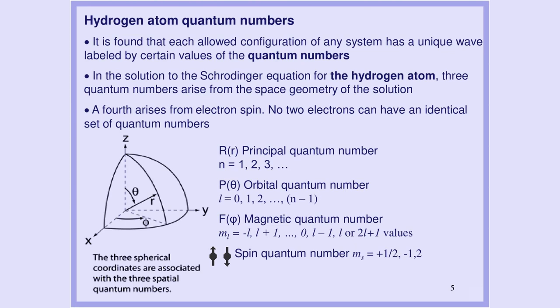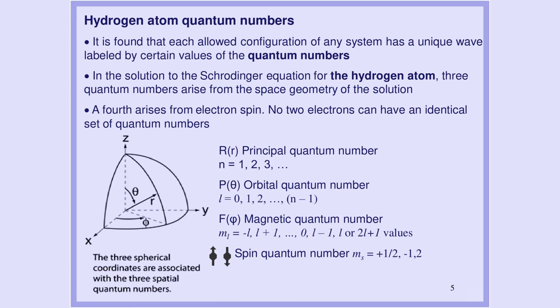The hydrogen atom is the atom to discuss in the context of the Schrödinger equation. It is found that each allowed configuration of any system has a unique wave function labeled by certain values of the quantum numbers. In the solution of the Schrödinger equation for the hydrogen atom, 3 quantum numbers arise from the space geometry of the solution. A fourth arises from electron spin. No two electrons can have an identical set of quantum numbers.